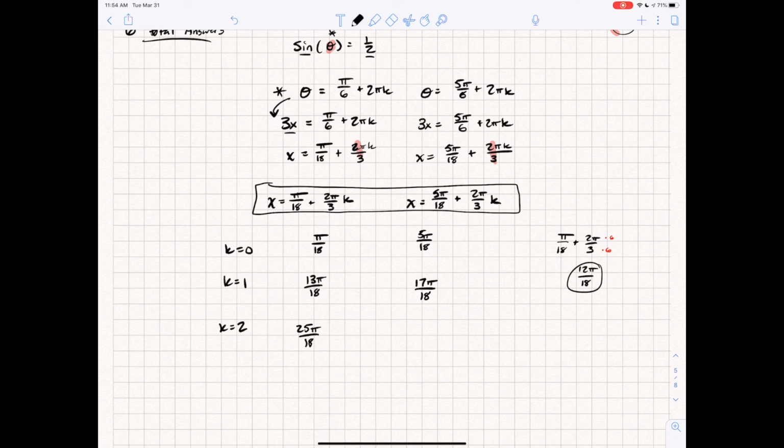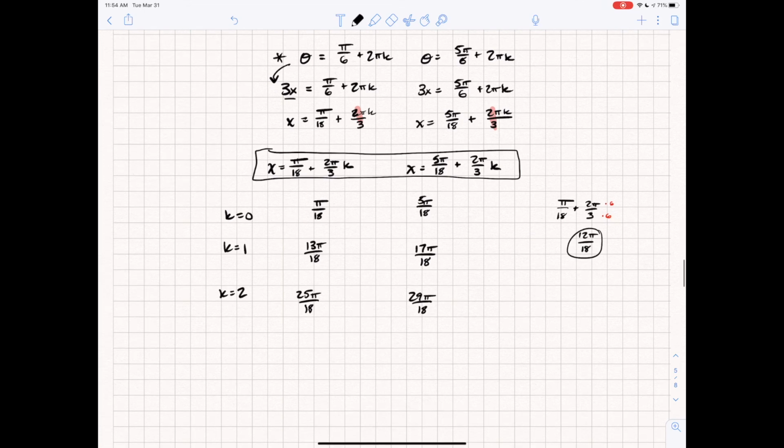I'm going to add another 12 pi over 18, so I get 29. Well, this is still less than 2 pi, so I'm going to go again. By adding 12 pi, I get 37. By adding another 12 pi, I get 41. But honestly, I could have stopped here.